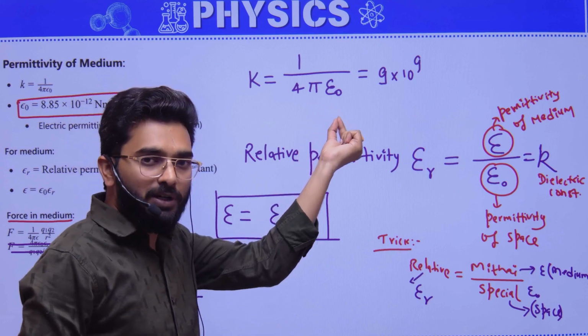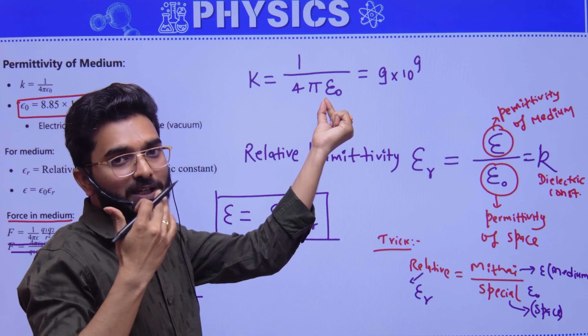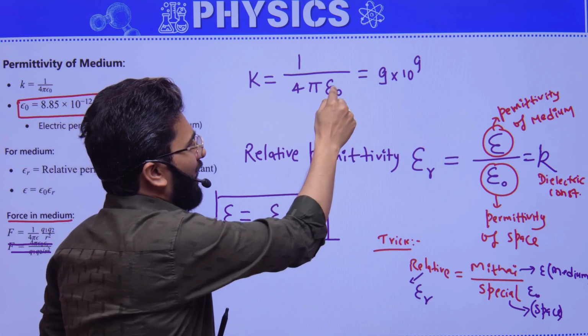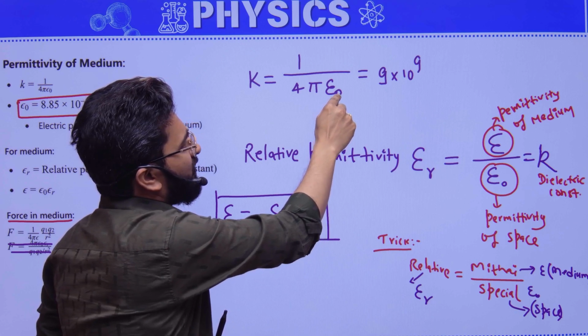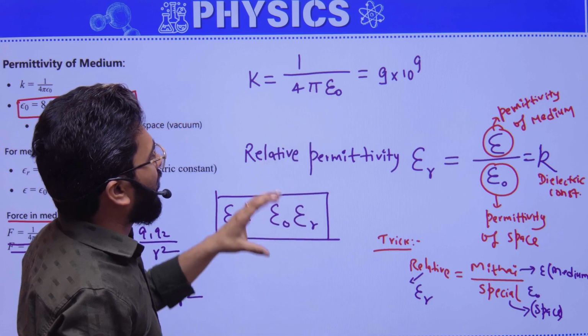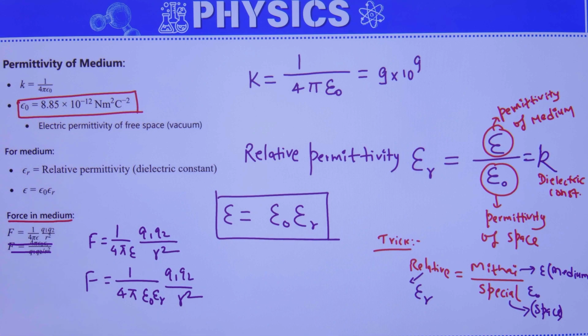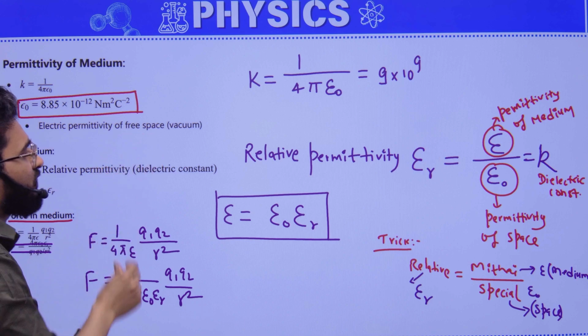This is the symbol we call epsilon naught. Naught means the denotation like O, epsilon naught. And the value of epsilon naught is 8.85 into 10 to the power minus 12 Newton meter square per coulomb square, and this is valid for free space or vacuum.